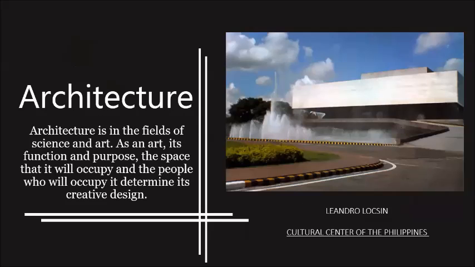Architecture is in the fields of science and art. As an art, its function and purpose, the space that it will occupy, and the people who will occupy it determine its creative design. Architecture is the art and science of the design of different structures, such as buildings, houses, places of worship, and sometimes even office buildings. Architecture is an art form that reflects how we represent ourselves across the Earth's landscape.